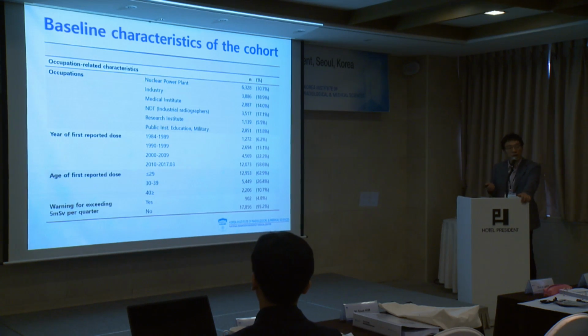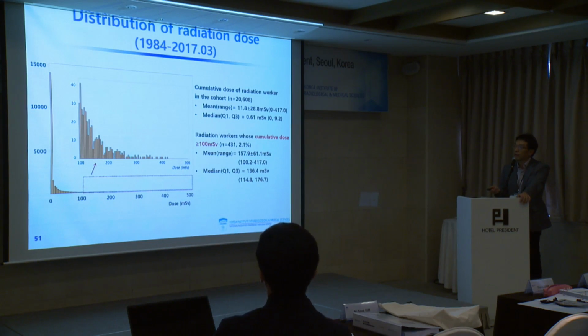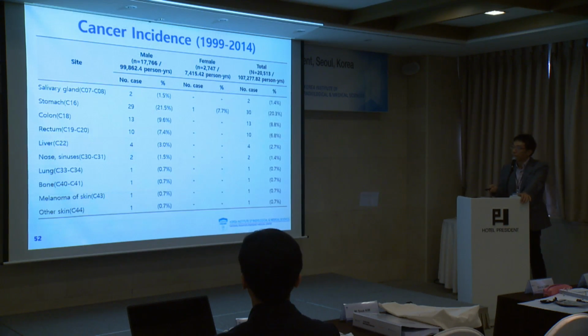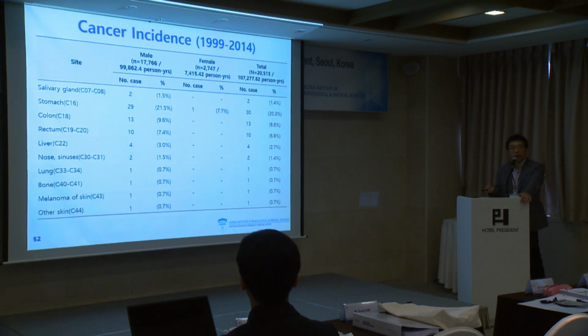So our cohort is pretty young, so we need a longer follow-up to ensure the definitive cancer risk or health risk from the low-dose radiation. This is the distribution of a radiation dose. This is a typical radiation distribution. The low-dose radiation has a high proportion, and the higher exposure is a small proportion. Our mean cumulative dose is about 12 millisievert, and radiation workers whose cumulative dose is greater than or equal to 100 millisievert are about 2%.